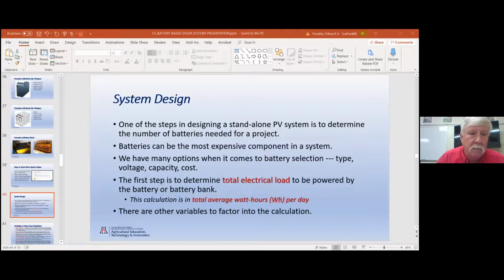Okay, so this is an off-grid load calculator. You can find them from a lot of different renewable energy vendors. This one happens to be from Northern Arizona Wind and Sun.